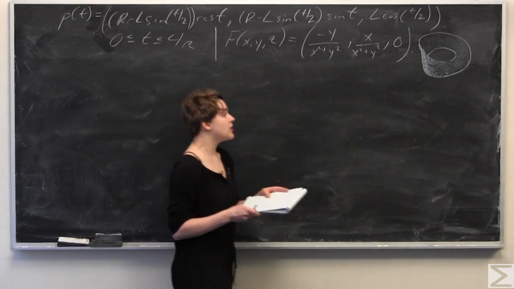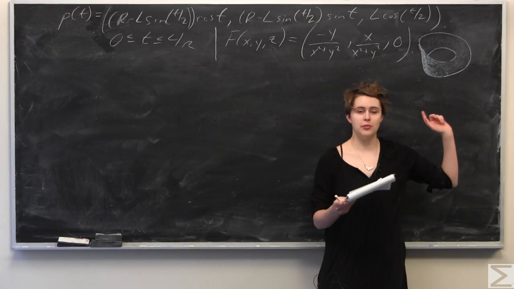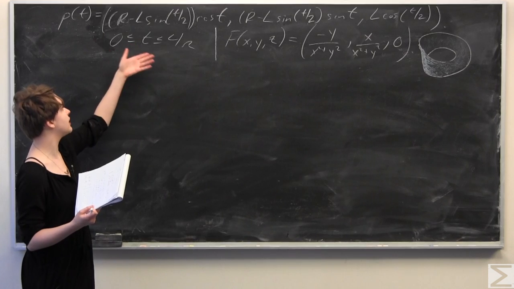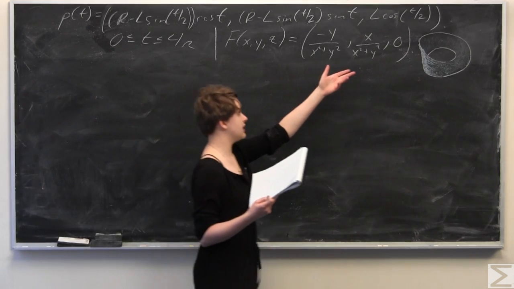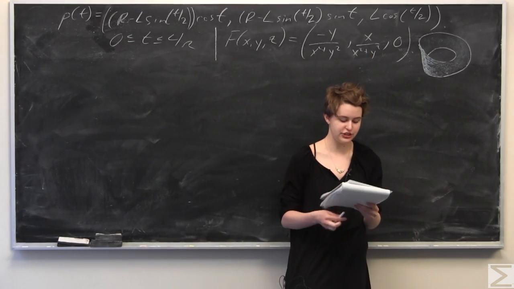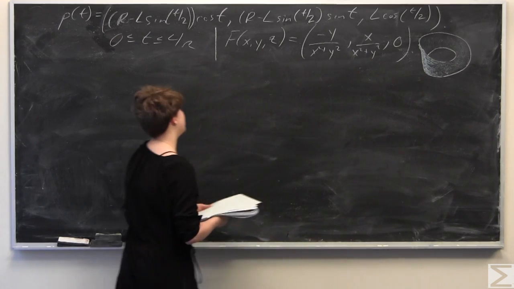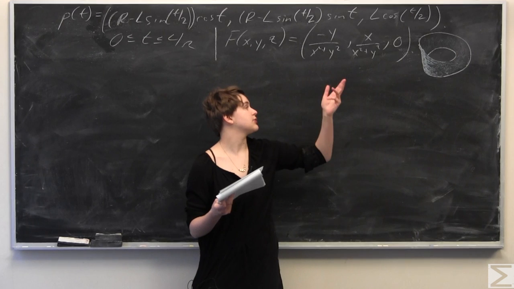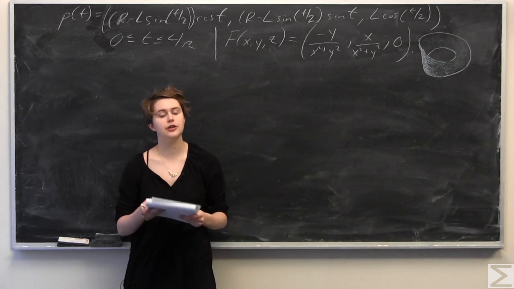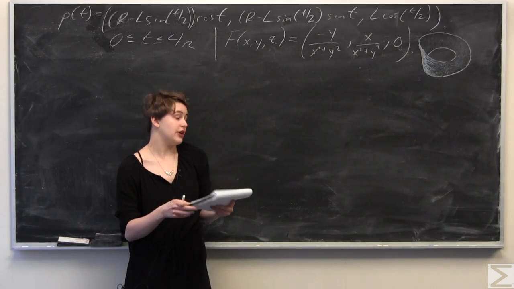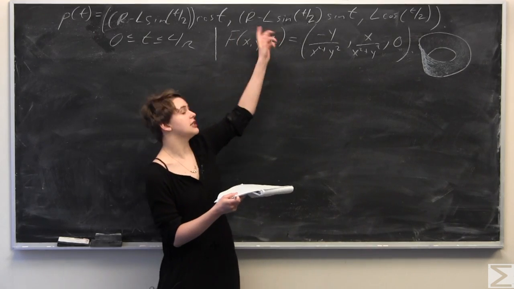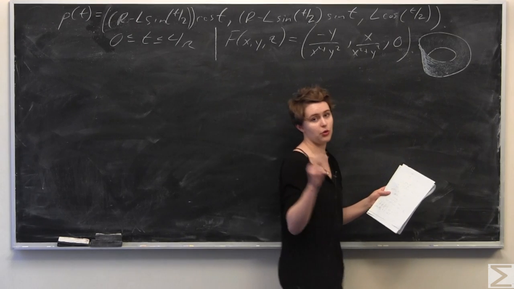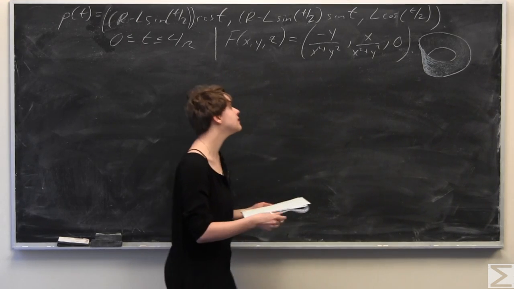And so we parameterize the boundary of the Mobius strip, so partial M, as p of t, where we have this function here. Then we're given the vector field f here, f of x, y, and z is negative y over x squared plus y squared, x over x squared plus y squared, and 0. I should note that this parameterization has t being between 0 and 4 pi, because when we parameterize the boundary, we let t, quote unquote, go around the boundary twice.